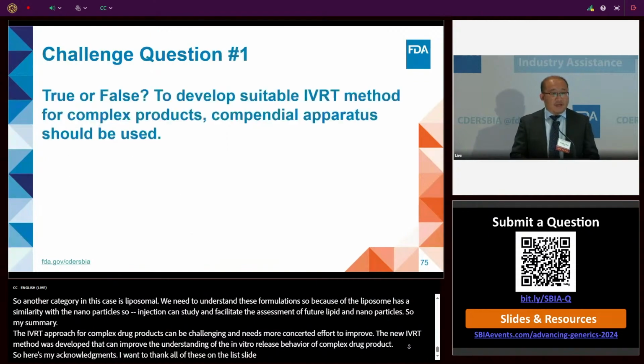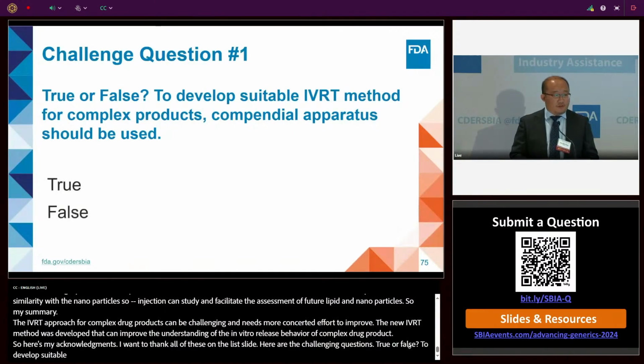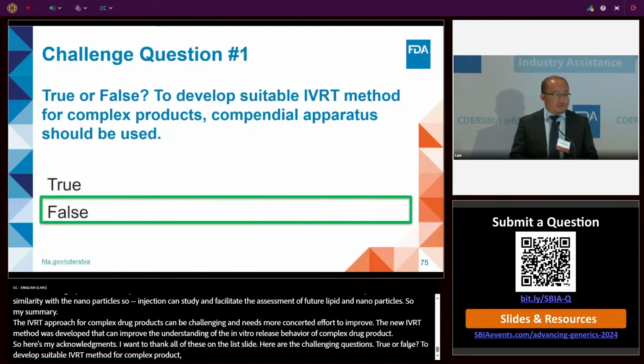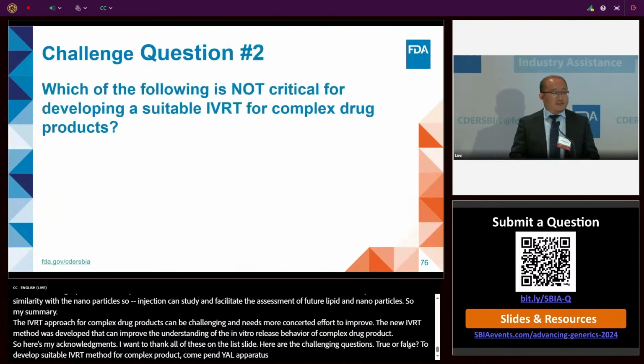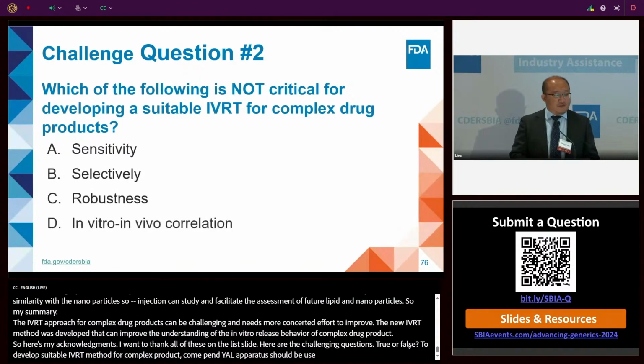So here are the challenge questions. So true or false? To develop a suitable IVRT method for complex products, compendial apparatus should be used. And the answer is false. So here is the second challenge question. Which of the following is not critical for developing a suitable IVRT for complex drug products? A, sensitivity, B, selectivity, C, robustness, and D, in vitro in vivo correlations. And the answer is D.